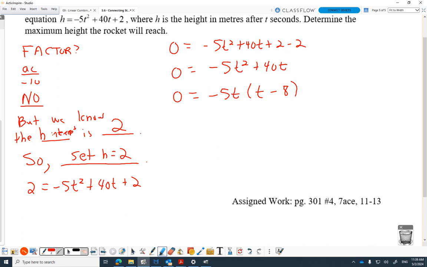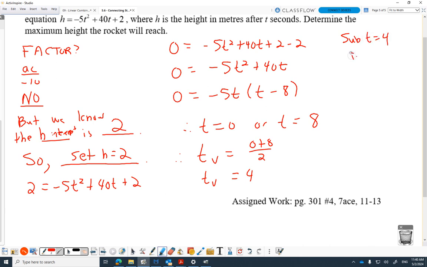In fact, I don't even need that extra step. Therefore, t equals 0 or t equals 8. I can see right there. I can just look at it, and I can see what the two t values have to be. The rest is not easy, but repetitive. Now I find the t value of the vertex. Then what do I do with the t value of the vertex? Sub it in. Sub t equals 4 into h.